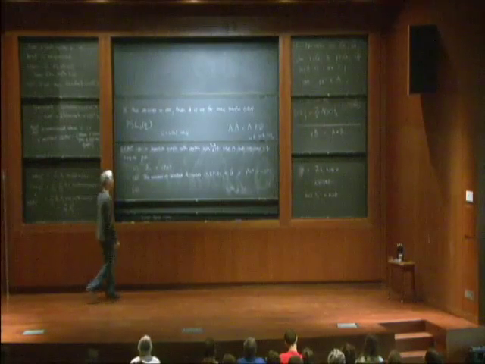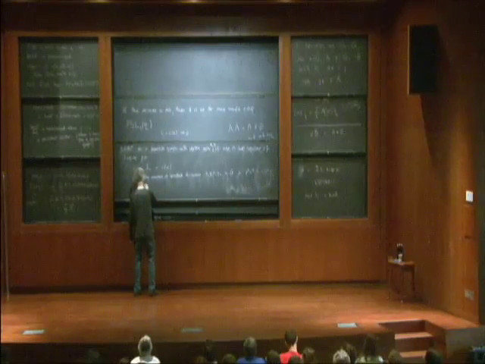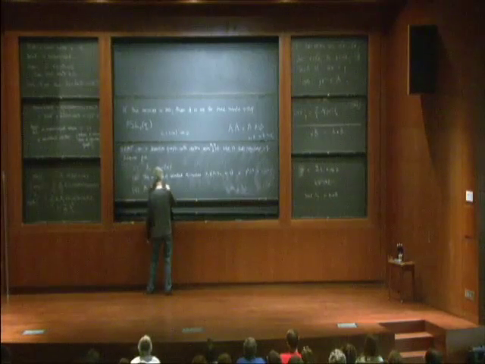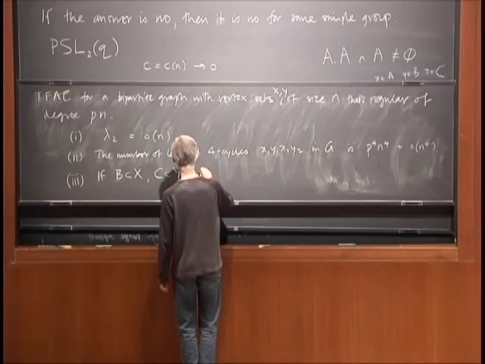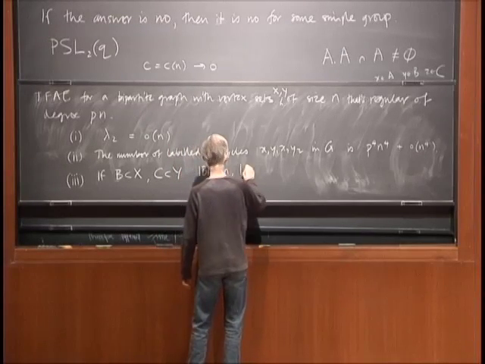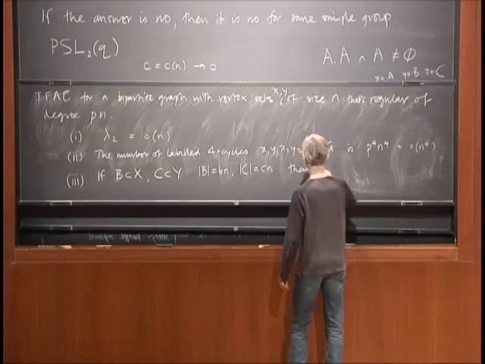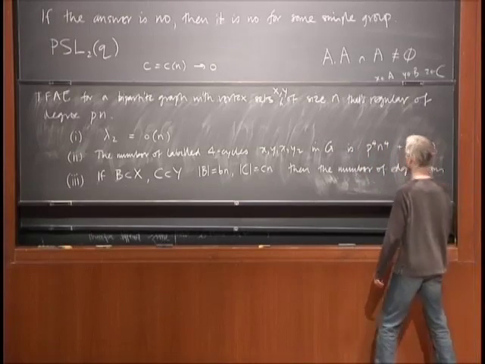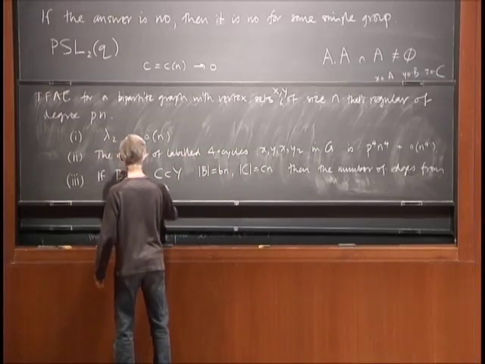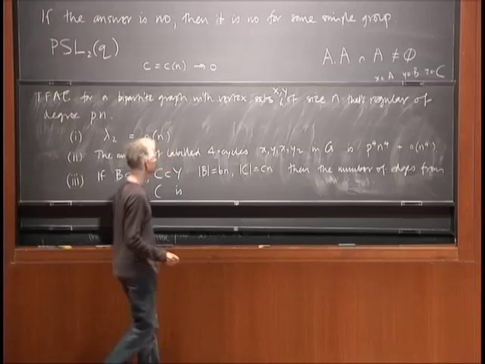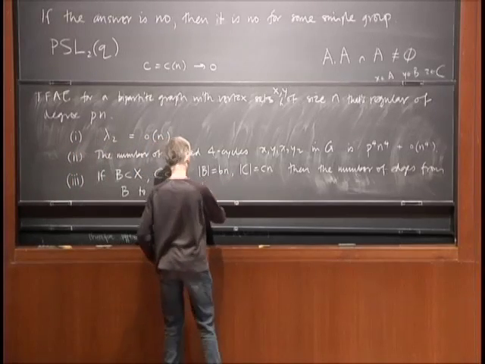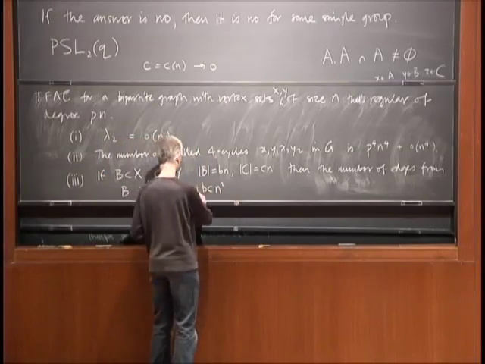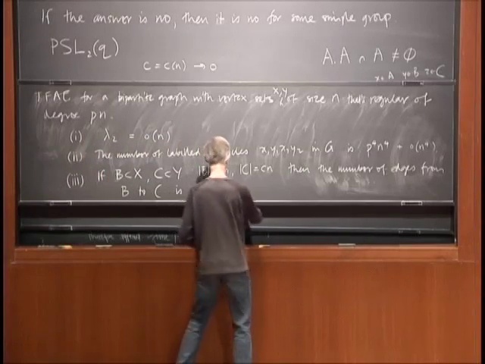And the third one is that if, well, let's call it B and C, so it ties in with what we'll do later on. If B is in X, C is in Y, with size of B equals beta n, size of C equals gamma n, then the number of edges from B to C is what you'd expect. So what you'd expect is we've got beta gamma n squared opportunities to have an edge. Each one has a probability p of actually being an edge. And then we have our little error term.